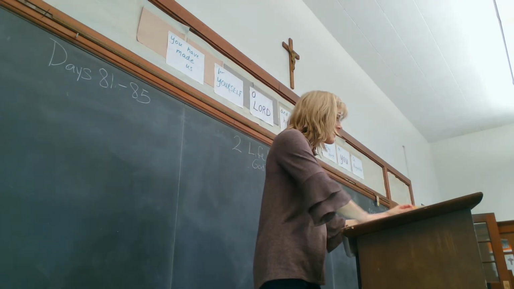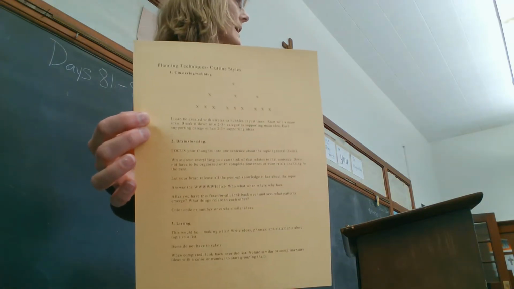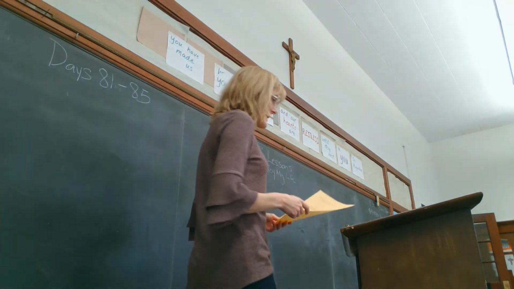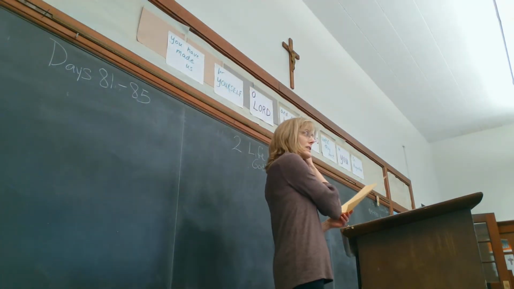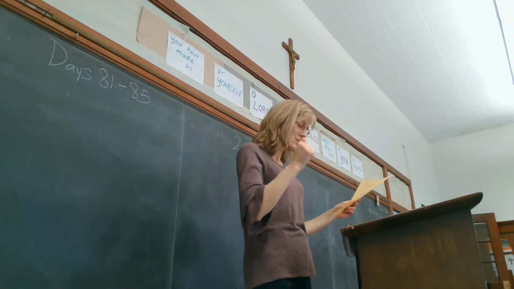So what I want you guys to do is look at your planning outline and techniques handout. It is yellow. Do you see it? Yes? Everybody has it? Yep. Okay. Nice and easy to find. All right. I put it on yellow so you can find it.